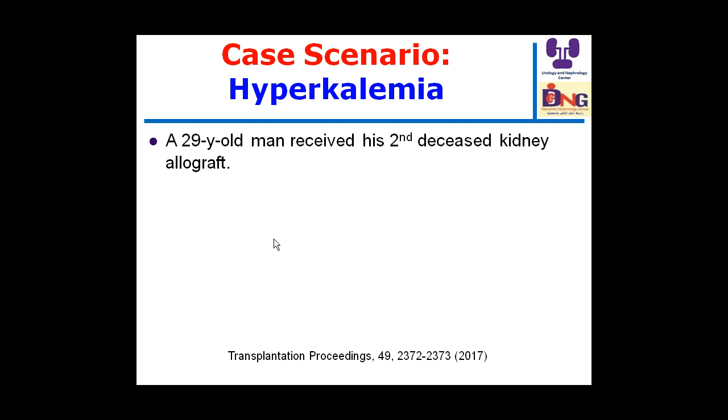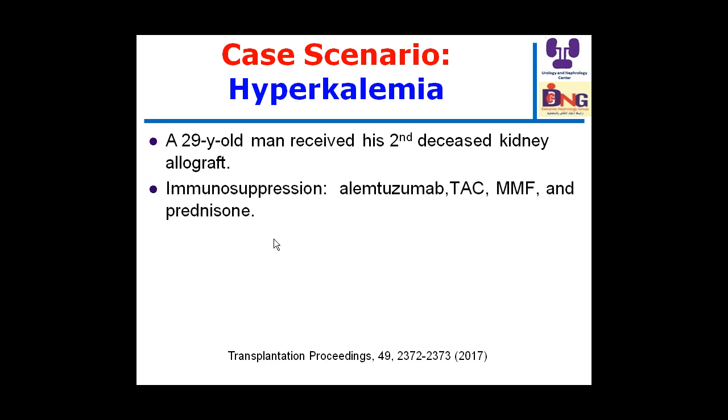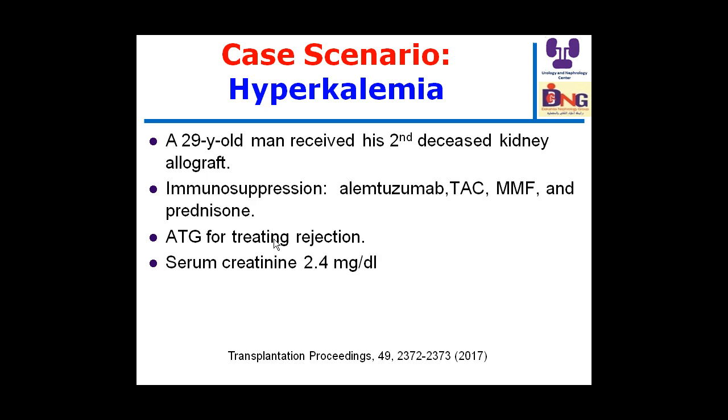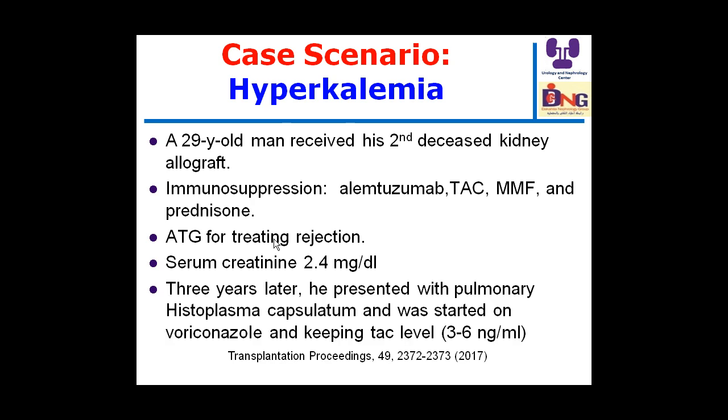Take a deep breath in and out, please. This is a 29-year-old man who received his second deceased donor kidney allograft, and the immunosuppressive regimen used alemtuzumab as induction, Campath, followed by tacrolimus, MMF, and prednisone as maintenance. The patient was treated for rejection with ATG, and he was left with graft dysfunction, serum creatinine 2.4 milligram per deciliter. 3 years later, he presented with pulmonary Histoplasma capsulatum and was started on voriconazole, which is an antifungal, keeping tacrolimus between 3 to 6 nanogram per ml.